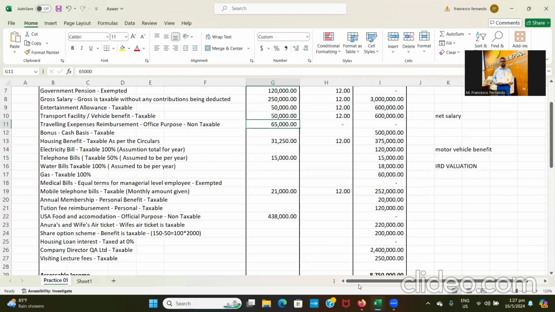Okay, so moving forward, now here 50,000 is per 1 month. We have 12 months, 600,000, right? So that is clear.